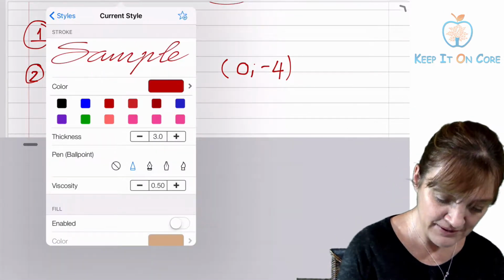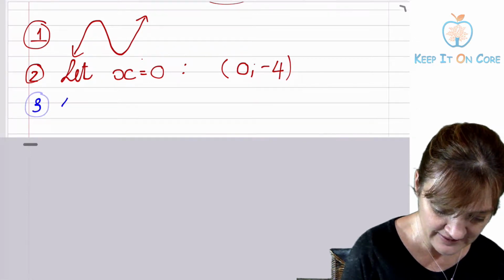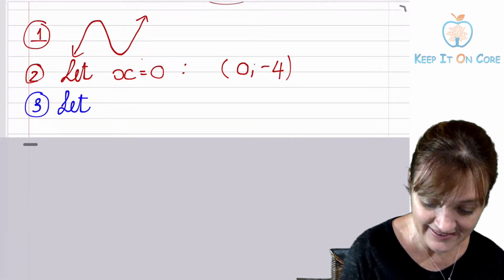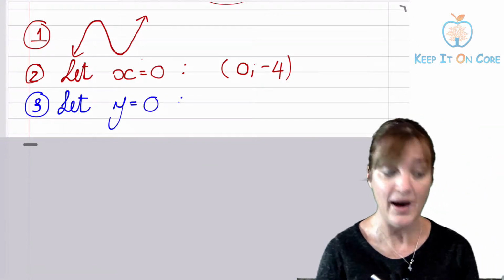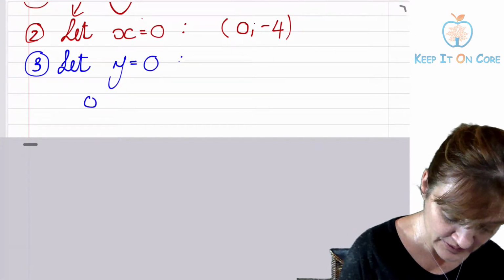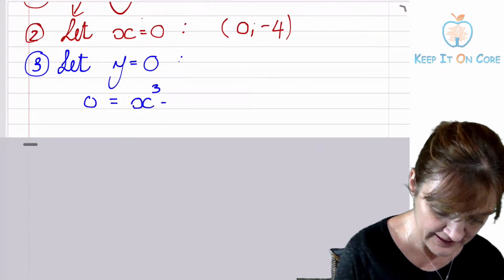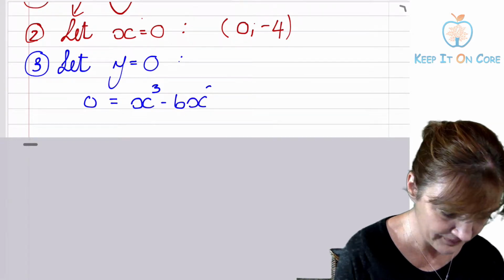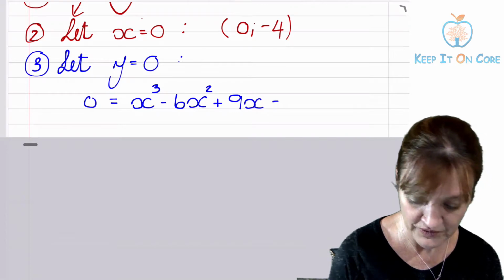It's the next step that involves a bit more time and working out. We have to work out the x-intercepts, and in order to do that, we let y equal 0. Now, if that's the case, this is what I'm sitting with: 0 is equal to x cubed minus 6x squared plus 9x minus 4, okay?